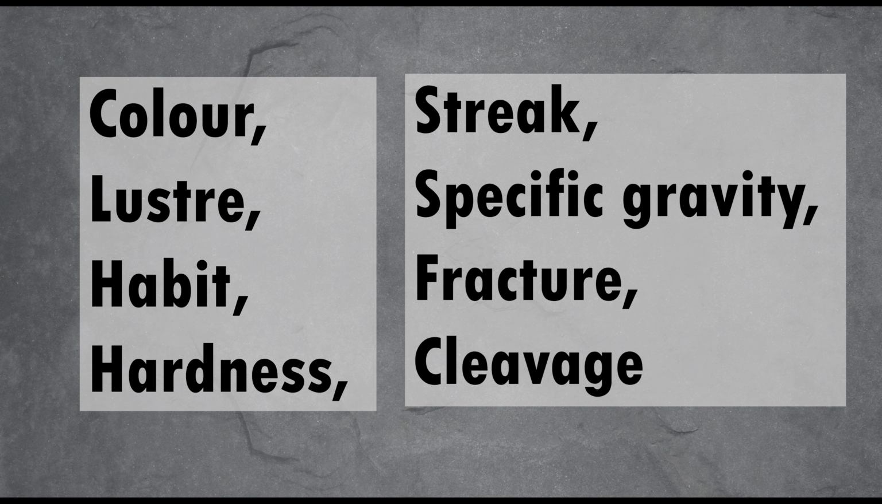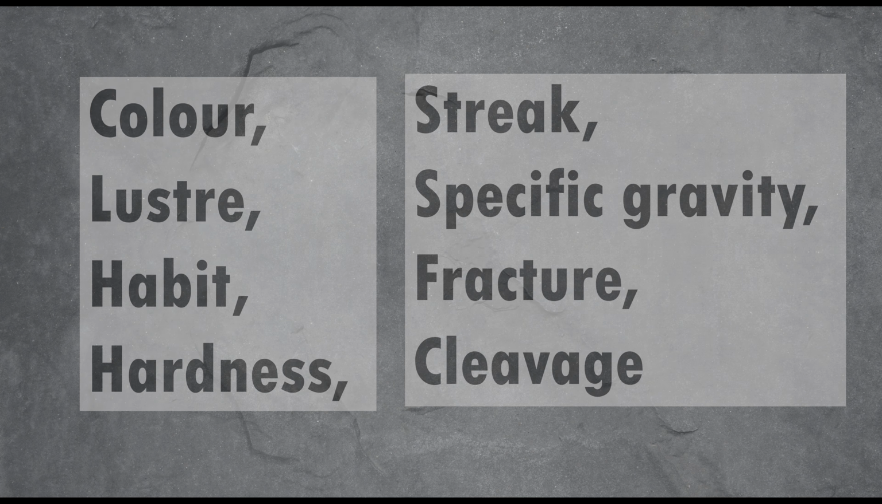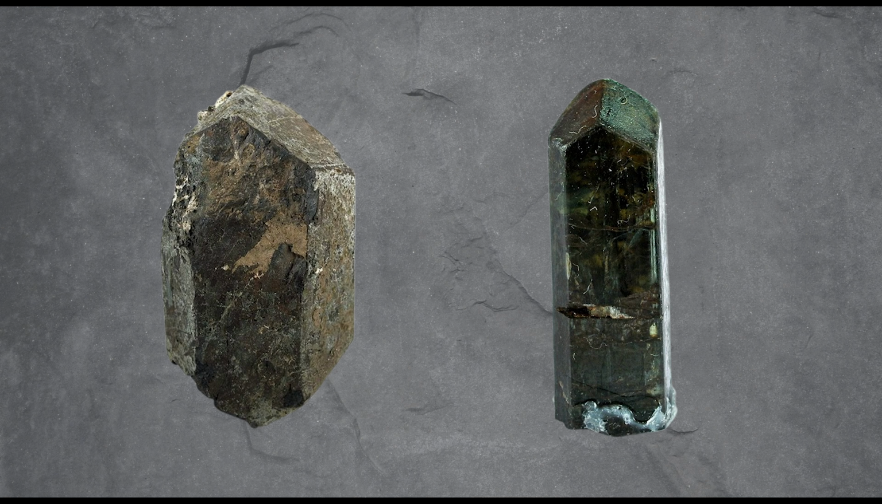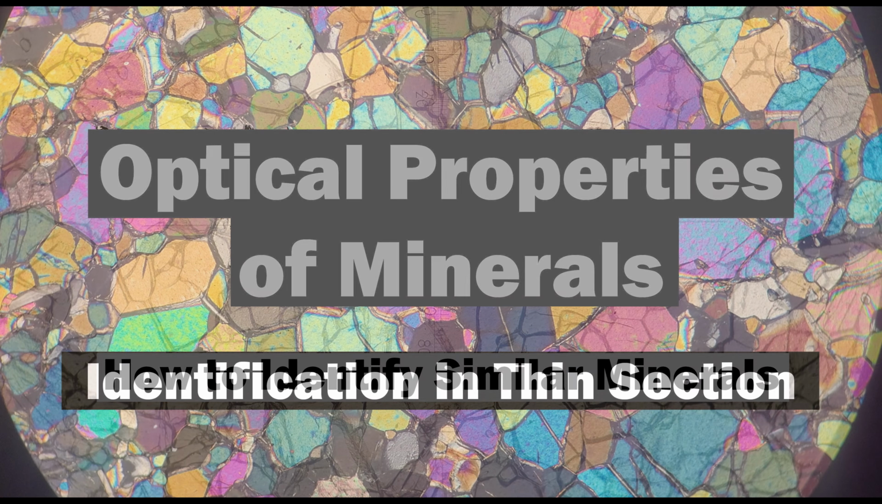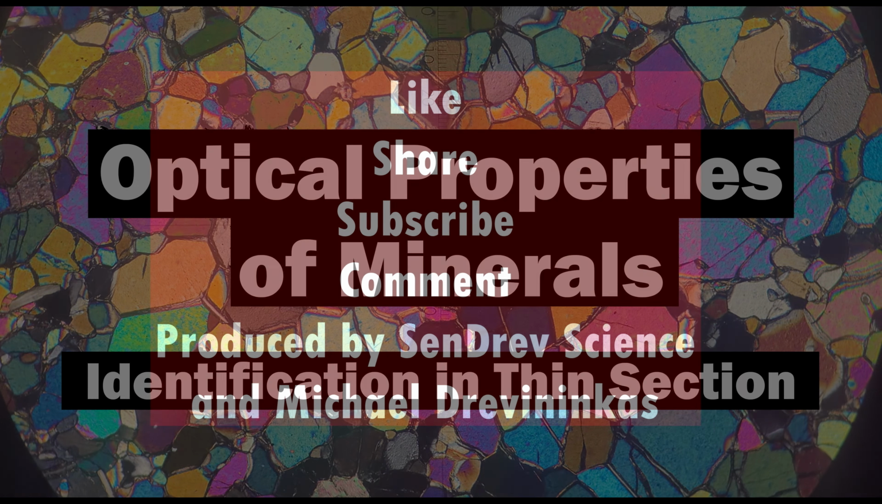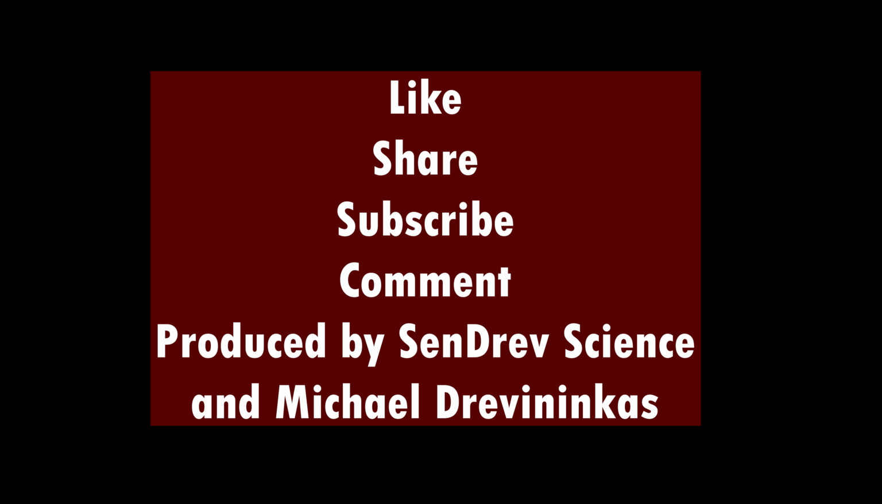Color, luster, habit, hardness, streak, specific gravity, fracture, cleavage, and some other minor ones. However, this isn't always enough to identify similar minerals, such as clinopyroxene and orthopyroxene, so we'll need to dig a little deeper. In fact, I already made a video on the next step, identifying minerals in thin section. You can access that video at the top left here.